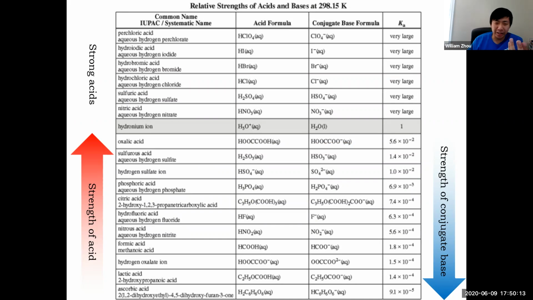On top, you have the 6 strong acids. In no particular order, they all have a very large Ka. But starting from there, you have hydronium that has a Ka of 1 by definition, and then you go down. When you go down, it's a descending list. The one nearer to the top has higher Ka. So the ones closer to the top are stronger acids, and the ones closer to the bottom are weaker acids.